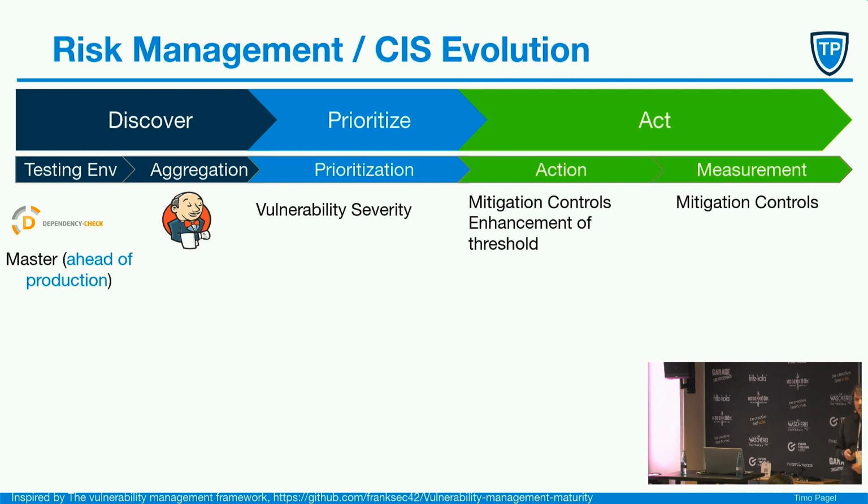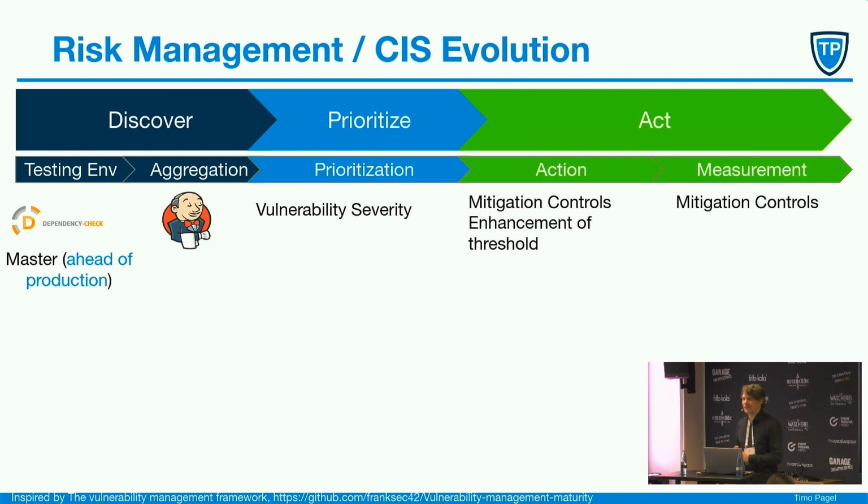Yeah, what is the action when we have, for example, a false positive? A false positive means that dependency check detected that there is a vulnerability, but after analyzing it, we figure out it doesn't apply to us. So there's a false positive. And when we want to handle that, then we have to enhance the threshold.